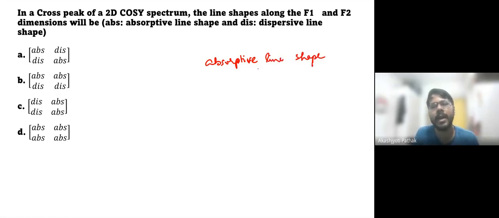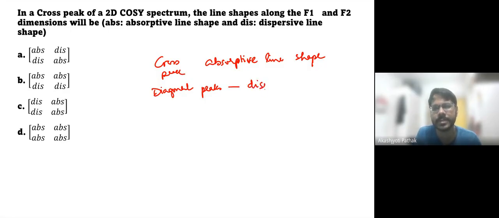Okay, so now answer this question. In a cross peak of a 2D COSY spectrum, the line shapes along the F1 and F2 dimensions will be? So the cross peaks will have what? Just now we discussed, right? They are all absorptive line shapes. Cross peaks will always have absorptive line shape, with positive and negative components, and your diagonal peaks will have dispersive line shapes.